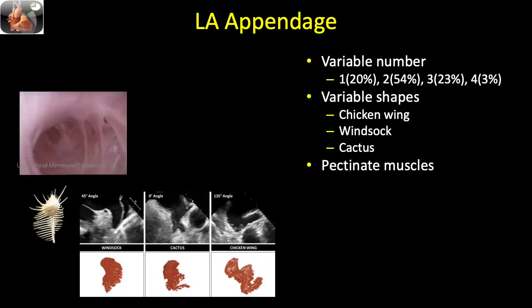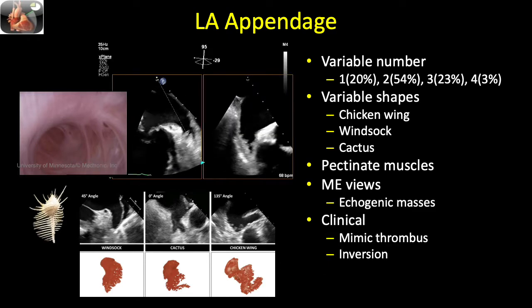The left atrial appendage lobes are variable in number: 1, 20%, 2, 54%, 3, 23%, and 4, 3%, and have variable shapes such as cactus, windsock, and chicken wing. The left atrial appendage contains the pectinate muscles.